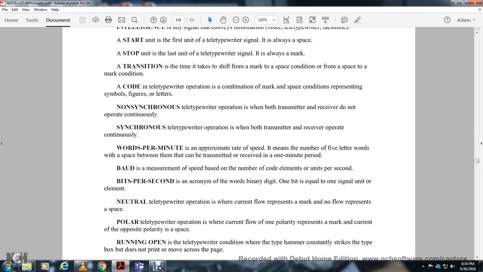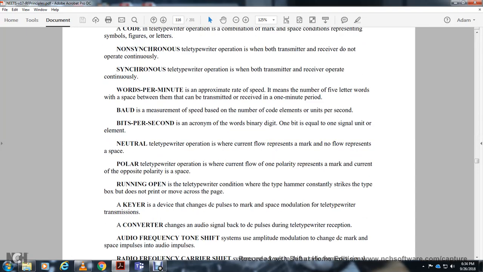Neutral teletype operation: current flow represents a mark, and no current flow represents a space. Polar teletypewriter operation: current flow with one polarity represents a mark, and current with the opposite polarity represents a space. Running open: a teletypewriter condition with the teletype hammer constantly striking the blank, but not printing or moving across the page. Keyer: the device that changes the DC pulses to mark and space tones for teletypewriter transmission. The converter changes the audio signal to DC pulses during teletypewriter reception.